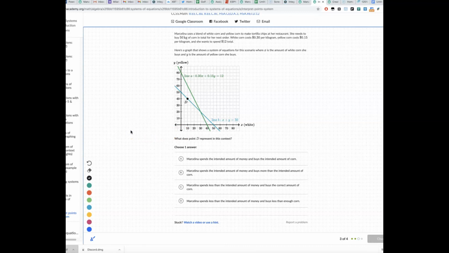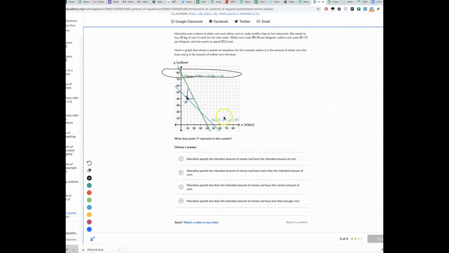All right, let's try this one too. So this is 30 cents for white corn, 15 cents for yellow corn, and then $12 total. And this is she needs to buy 50 kilograms of corn when you combine the two styles. So if she's here, she's buying the right amount of corn because she is right on this line. If she were below it, you'd be buying less. But here we're buying the right amount. But we are to the left, we're underneath this line.